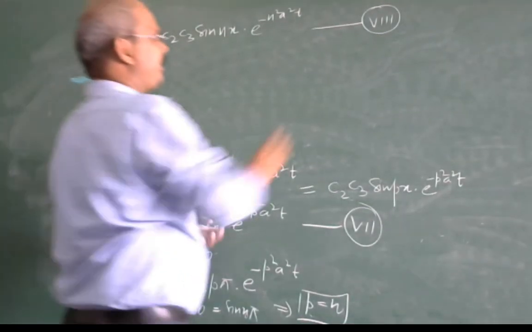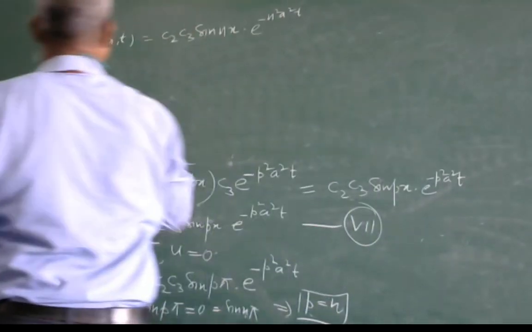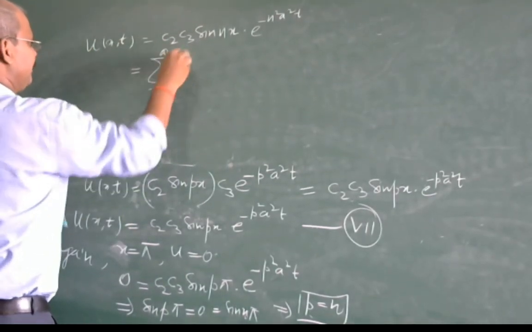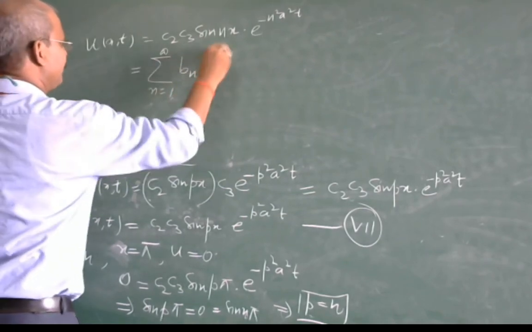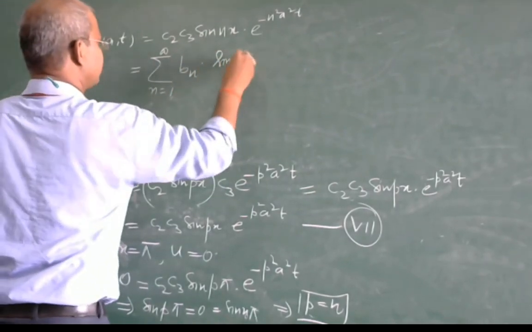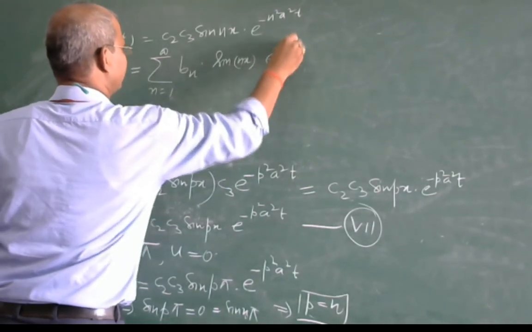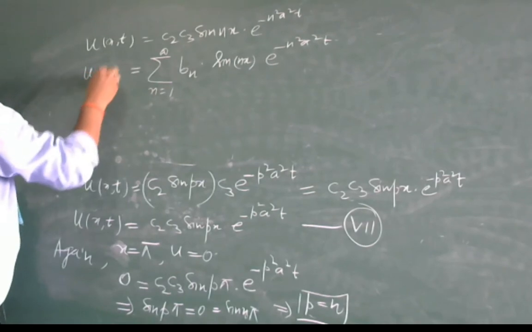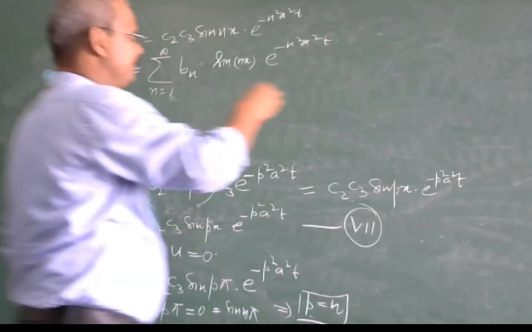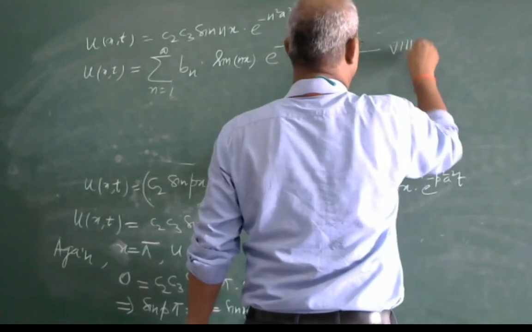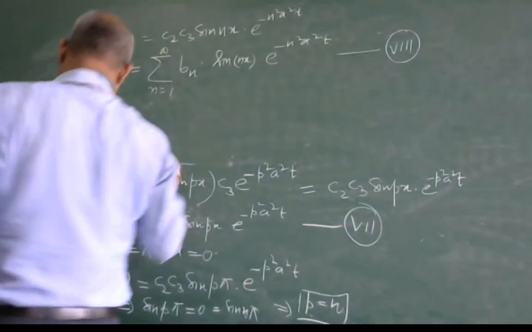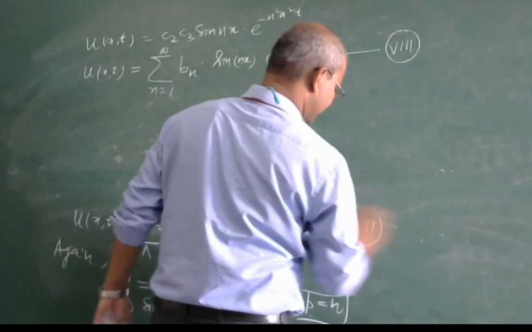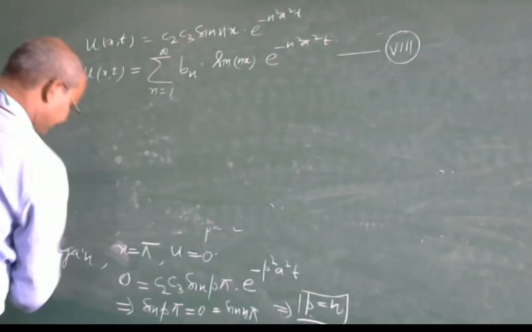It can again be rewritten as u(x,t) equal to summation n equal to 1 to infinity, b_n sin nx e to the power minus n square a square t. Okay students, this is equation number 8. Now the last condition, the initial condition, is whenever t equal to 0.